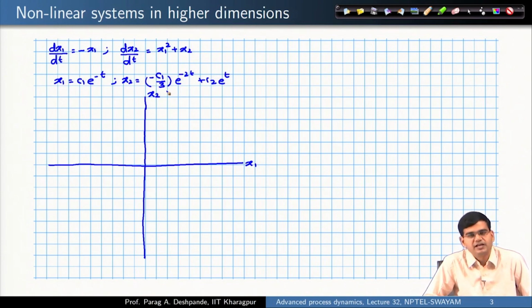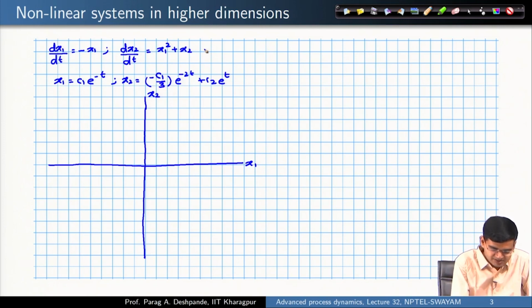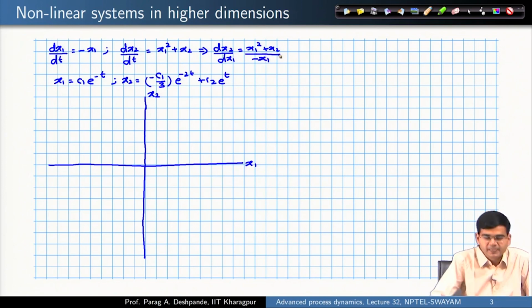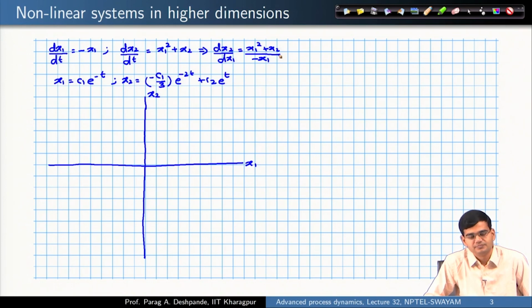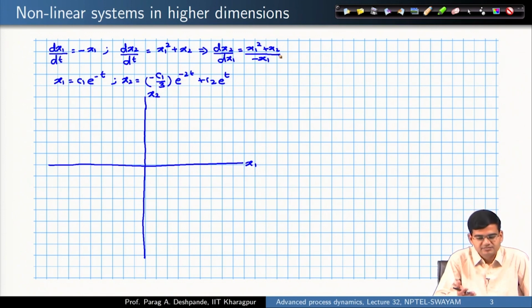How can I know the curves on x1 and x2? I have the solutions, so I basically have two methods. The first method is pretty straightforward. From here I can write dx2 by dx1 is equal to (x1 squared plus x2) upon minus x1. I will solve this equation, again not a very difficult equation to be solved, and then I will get the solution for x2 in terms of x1. From that I can draw different curves.